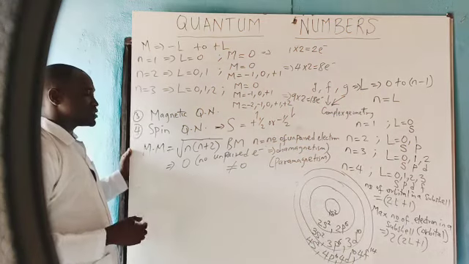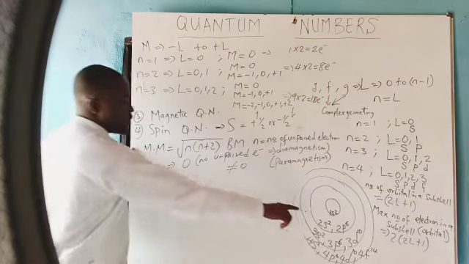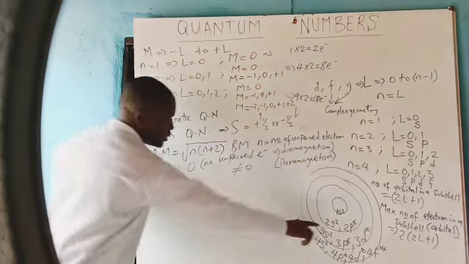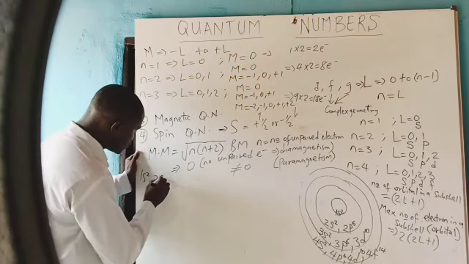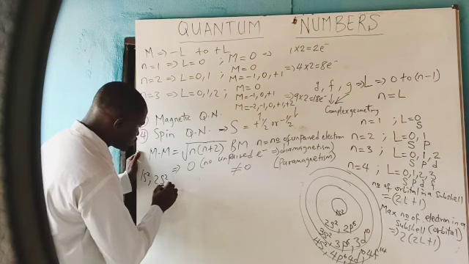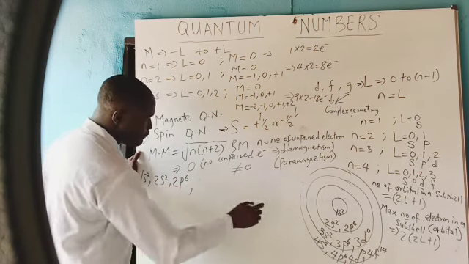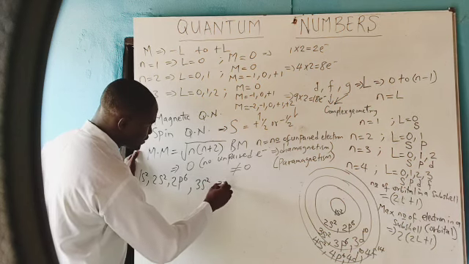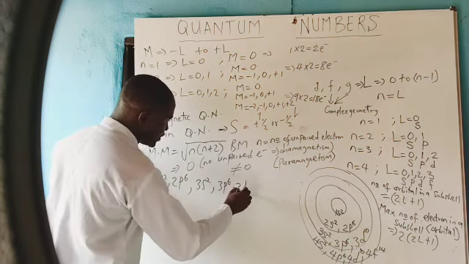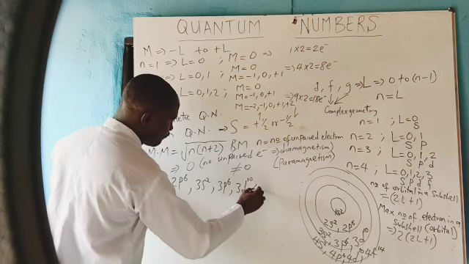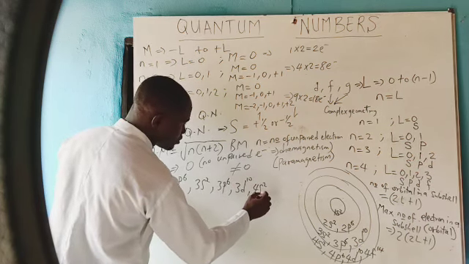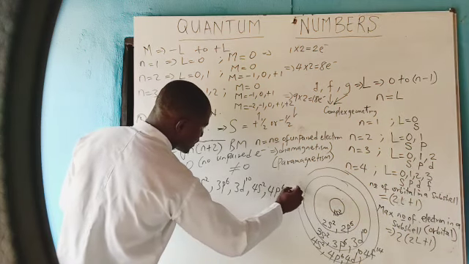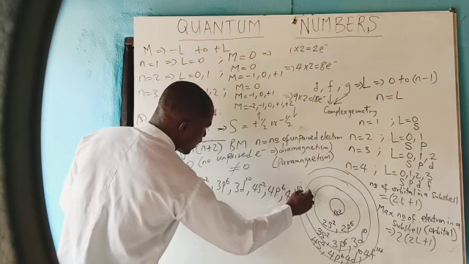It is important to note from here, the first one is 1s2, right? The second one is 2s2. The third one is 2p6. The fourth one, 3s2, 3p6, 3d10, 4s2, 4p6, 4d10, 4f14.